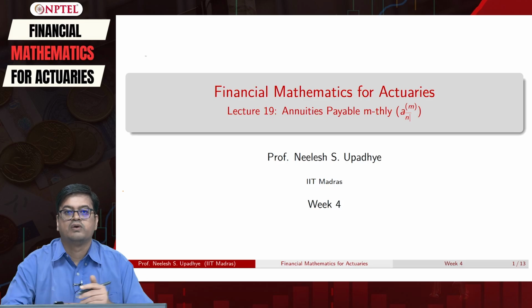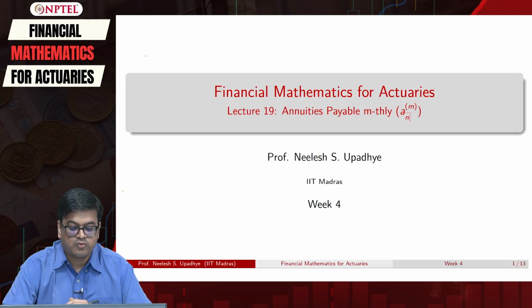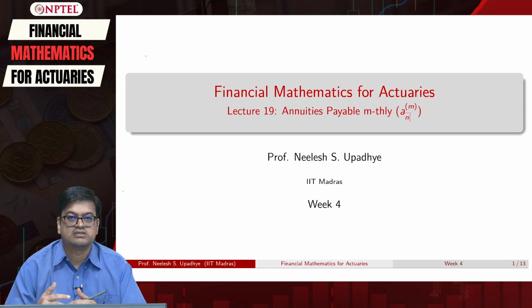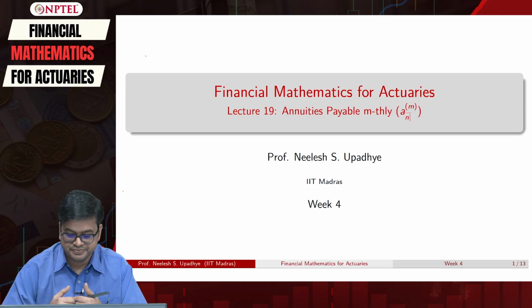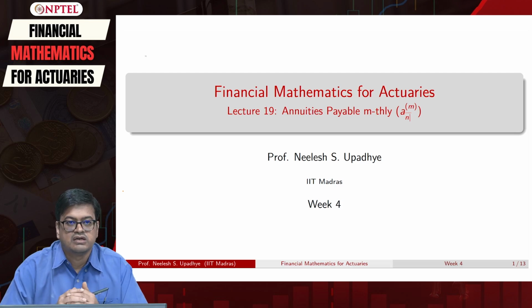Welcome back. Welcome to lecture 19 of Financial Mathematics for Actuaries. Today we are going to discuss one important concept, which is annuities that are payable on a quarterly basis or a monthly basis. So we in general say monthly. This is similar to what we have seen, that interest compounded monthly or interest compounded quarterly.